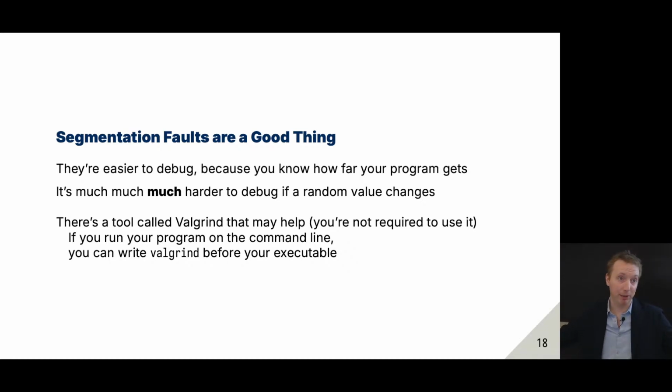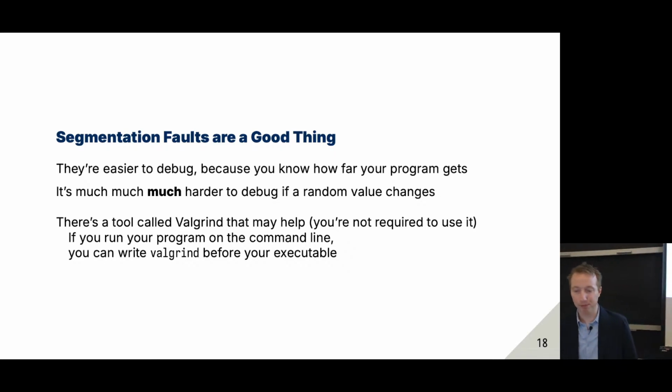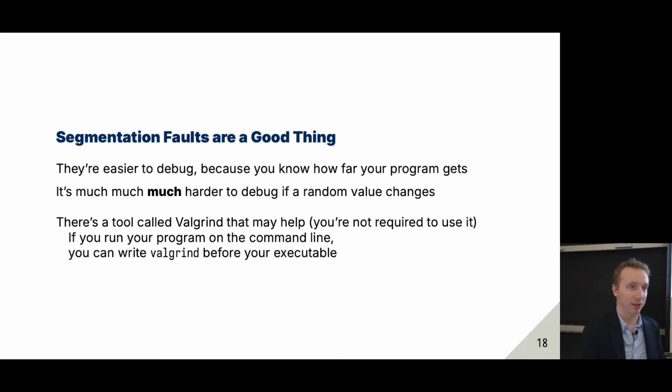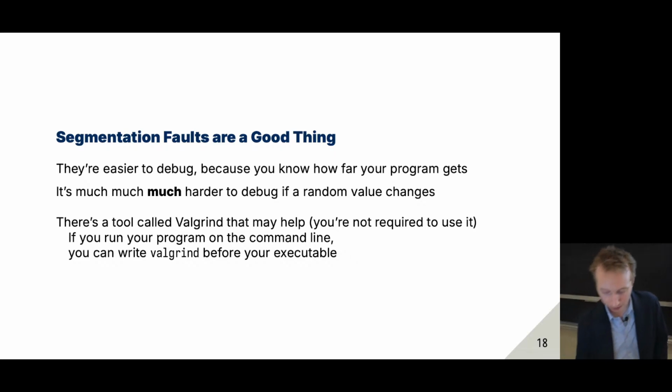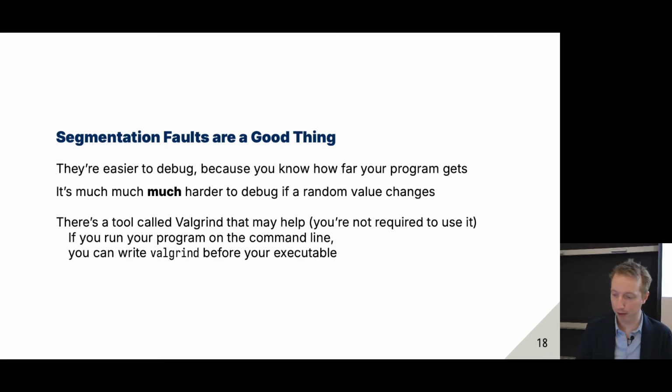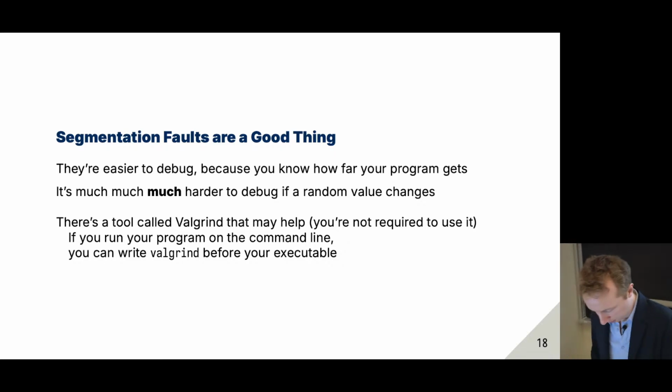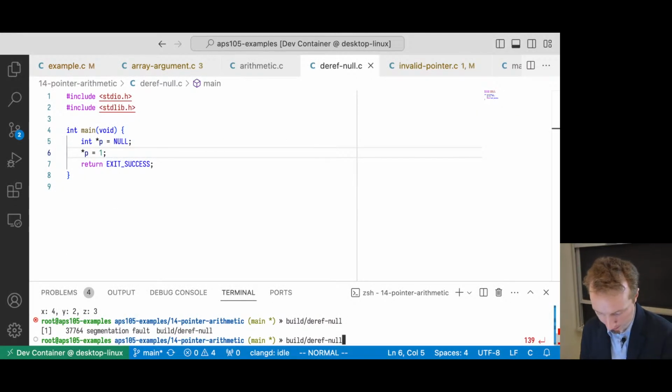They're easier to debug because instead of just doing random things and carrying on, who knows what your program does after that point, it's much, much easier to debug a segmentation fault than some random value happening and some random things that may or may not happen. So there's a tool called Valgrind that may help you. You're not required to use it, but it may be helpful, especially if you're using pointers and you see a segmentation fault. You might wonder where it comes from, and this will tell you exactly where it comes from.